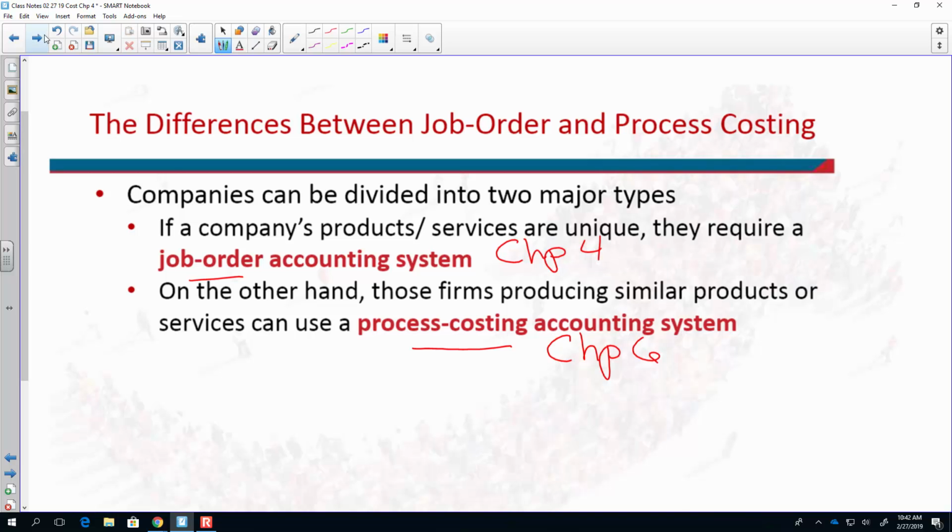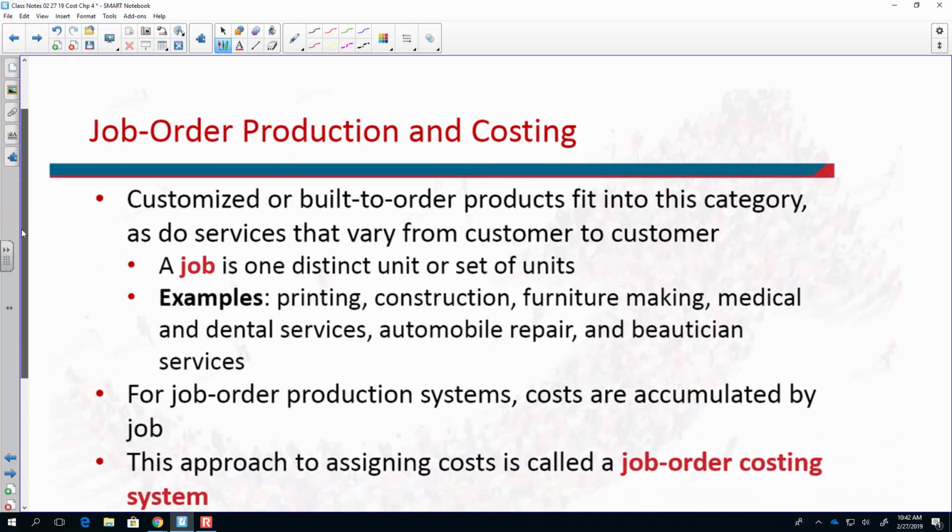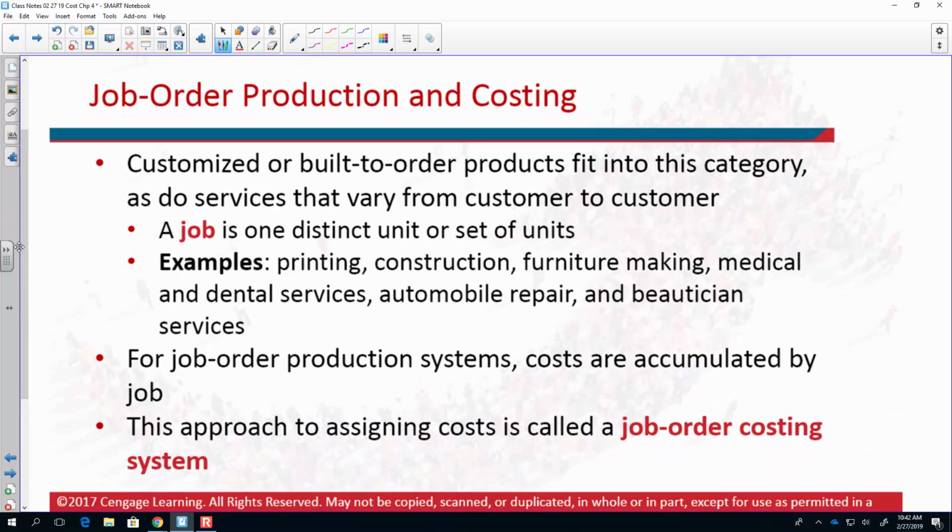And on page 150, they go through some examples of job order costing. And really, for the author, it's got to be unique, one of a kind of thing. Furniture making, if it's custom, not the mass-produced one, right? Or printing by customer, basically, whatever the requirements are, they would use job order costing.